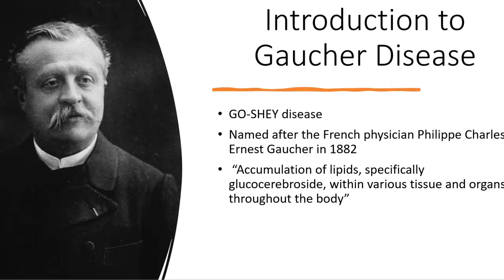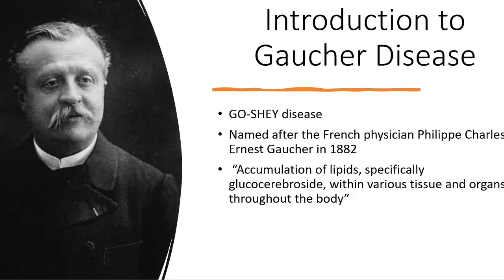Gaucher disease was named after the French physician Philippe Charles Ernest Gaucher in 1882. During that time, while he was completing school to become a dermatologist, he came across a case of a 32-year-old female with splenomegaly, or an enlarged spleen, and at the time he thought that she had splenic cancer. But it wasn't until 1965 that it was discovered that she indeed had Gaucher disease.